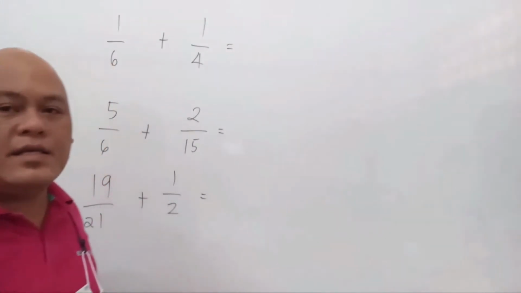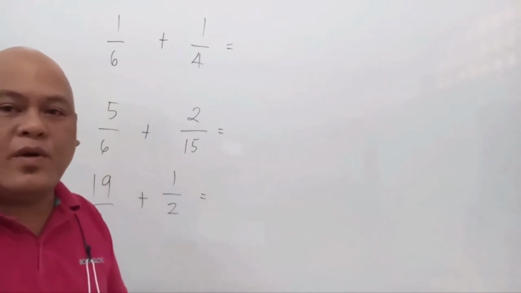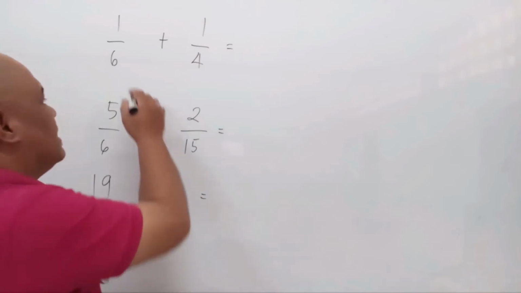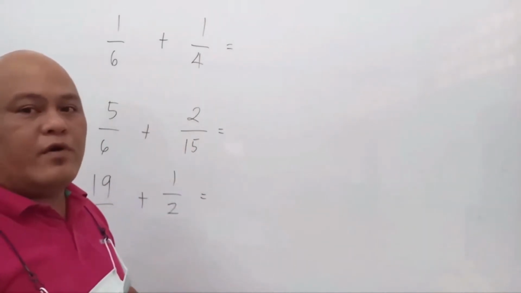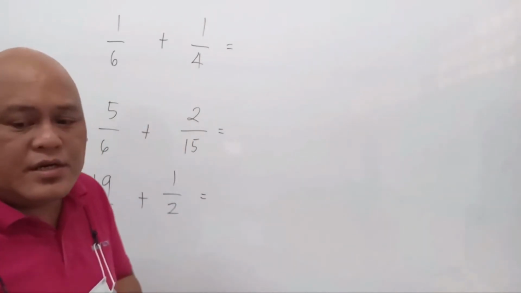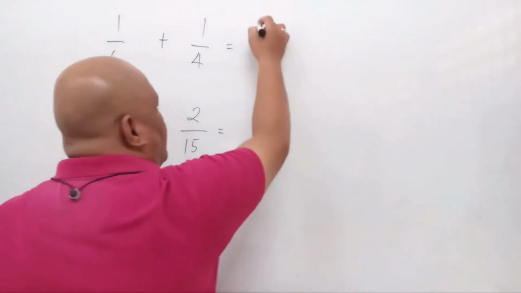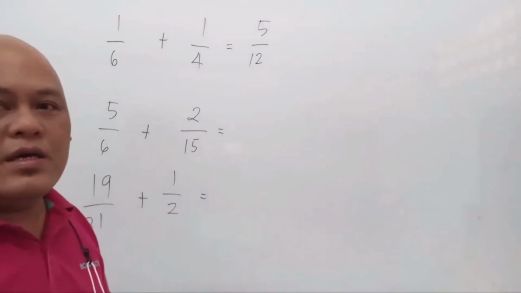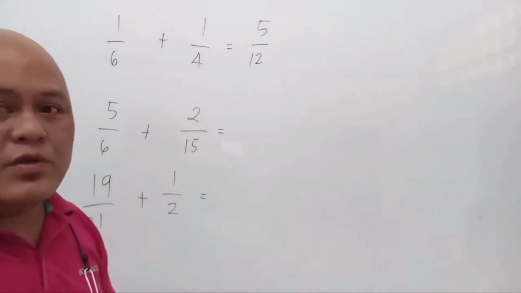Okay, so let's answer question number 1. We have here 1 over 6 plus 1 over 4. So what is your answer? It will become 5 over 12. Okay, so how did it become 5 over 12?